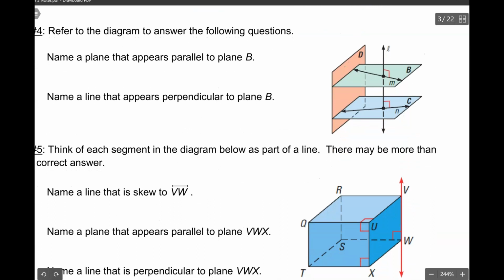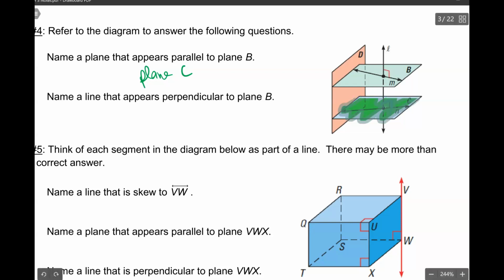Alright, refer to the diagram to answer the following questions. Name a plane that appears parallel to plane B. So if this is plane B, the plane that would be parallel is plane C, because it doesn't look like they're going to be crossing. You can see that line L is perpendicular to B, and line L is perpendicular to C, and since they are both perpendicular to L, they must be parallel to each other.